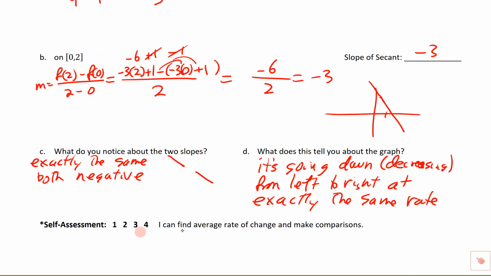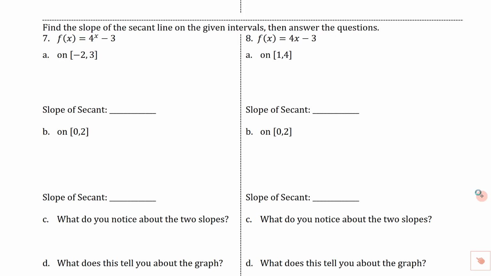So if we take a look at this right here, it says find the average rate of change and make comparisons. Do you feel like you can do that? Do the self-assessment, and let's take a quick look at one problem from the assignment. So we're on the back side of the assignment. This is problem number 7, and it says find the slope of the secant on the given intervals and then answer the question. So similar to what we did in the notes.